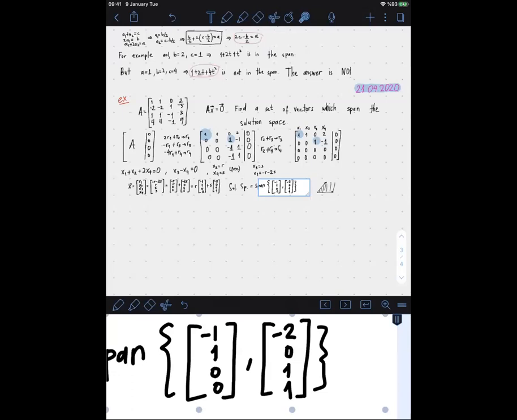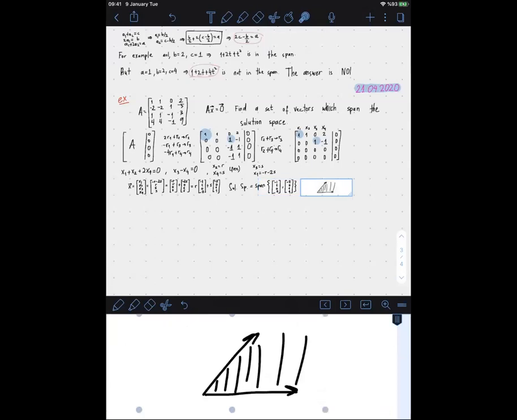So in a sense, you're expressing something complicated in a simple way. The solution space is something that we cannot visualize, but now we can visualize it. It's just the span of two vectors. This is a good idea.